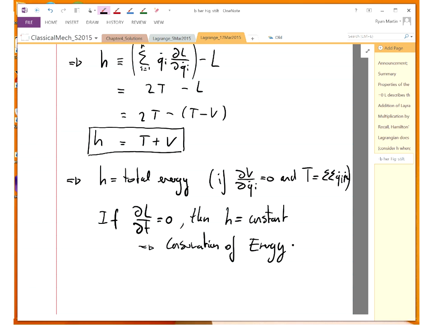So not only is this a very philosophically important result, but it also allows us to solve problems in an easier way. Remember that I said it's going to be appealing here that we have an expression that's in the first order derivatives, so it depends on q_i dots, not q_i double dots, and it's equal to a constant. And so somehow that must be easier to solve than a second order differential equation.